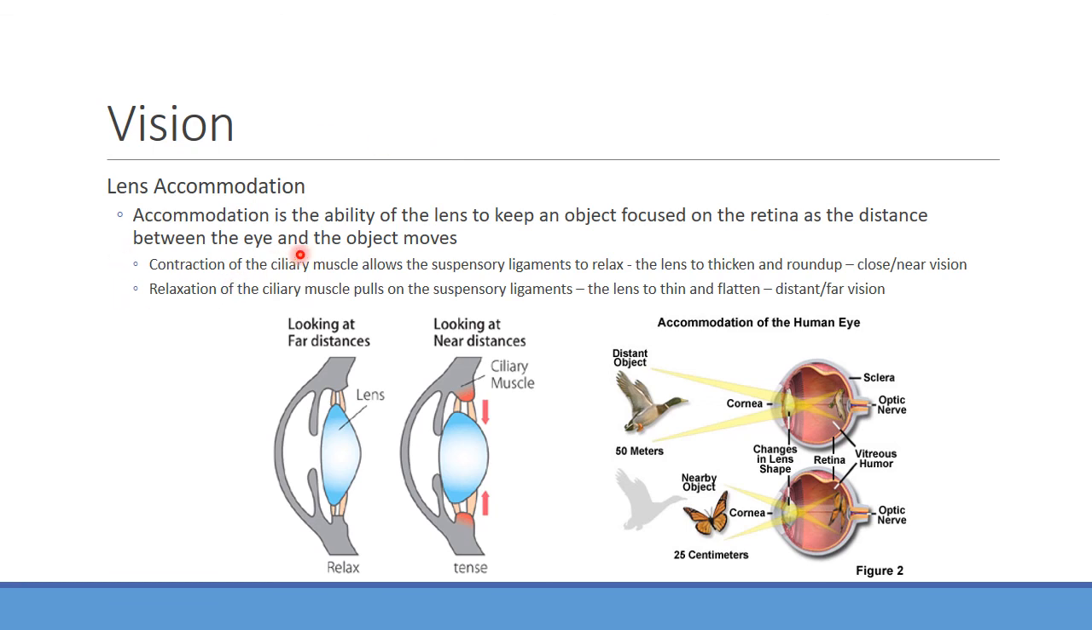Contraction of the ciliary muscle is going to allow the ligaments to relax, so it's closing in around the ligaments. It's going to loosen that up, and the lens is going to thicken and round, and that's good for close or near vision. Okay, it allows us to see things a little bit closer. Then with relaxation of those muscles, the muscles actually pull apart on those ligaments, and the lens thins and flattens, and that's better for far or distant vision. Okay.